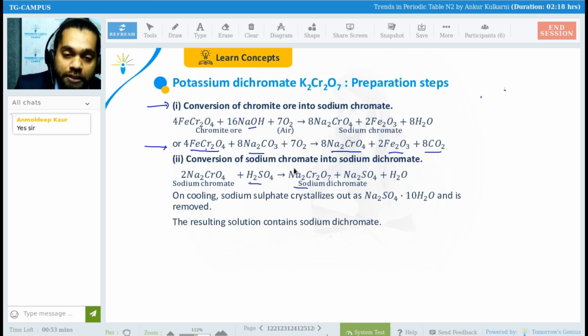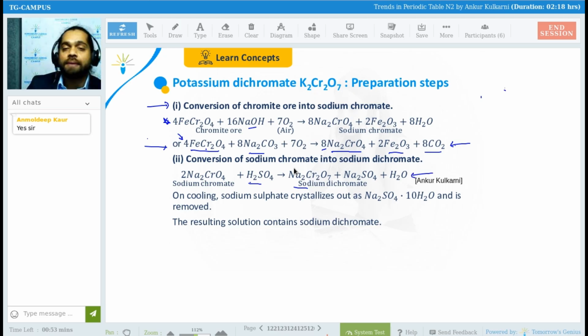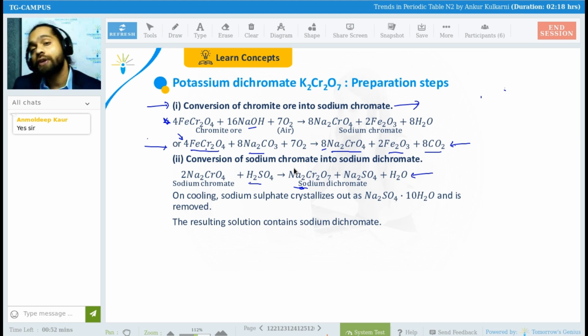I repeat, I know these numbers are very scary, but for now write down the reaction at least once. Do not write this one, write down this. This is there even in your NCERT. First step, second step, and the third step, treat this with KCl. Come on, write it down. Write down the statement also, the bold one. Conversion of chromite ore into sodium chromate, then conversion of sodium chromate into sodium dichromate, then sodium dichromate to potassium dichromate. That is how we prepare potassium dichromate.